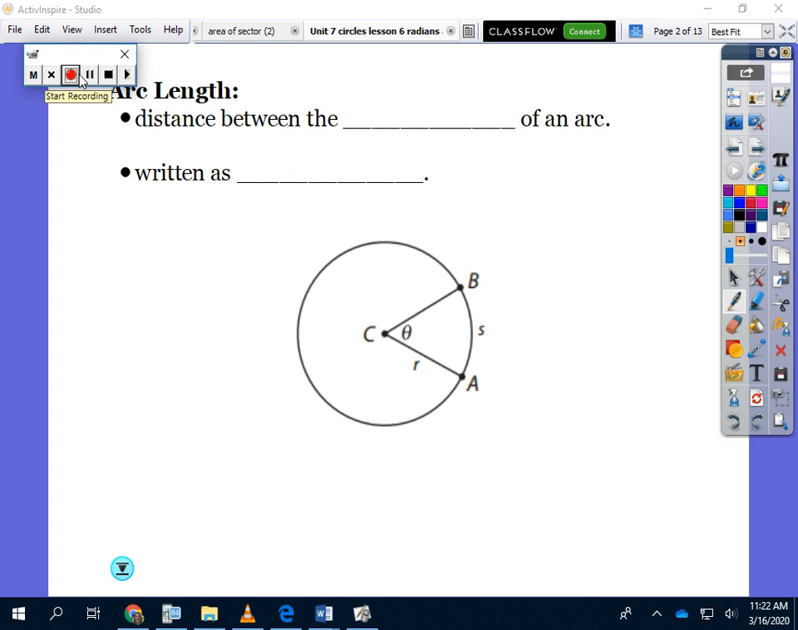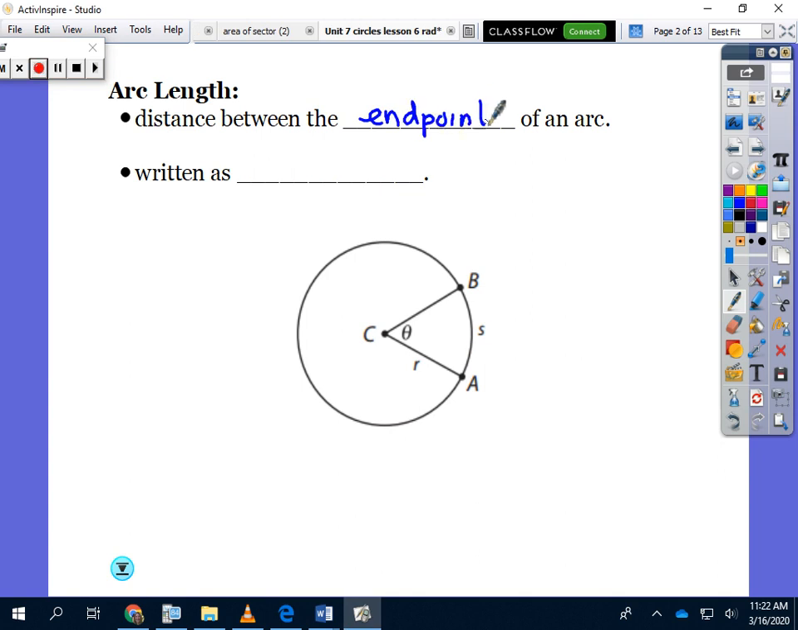Okay, so we're going to talk about arc length. This is supposed to be radius. We'll start with arc length. Arc length is the distance. We already know it's the distance between 2 points, between the endpoints of an arc.